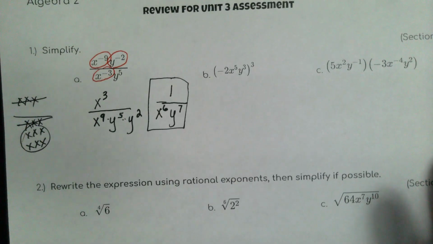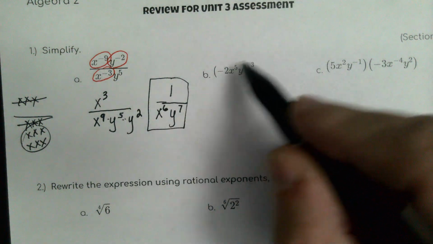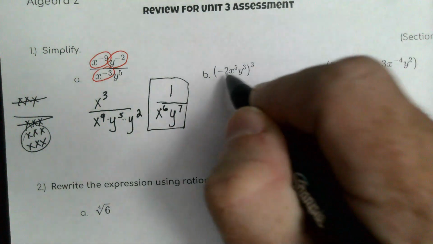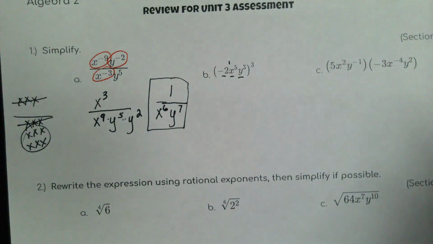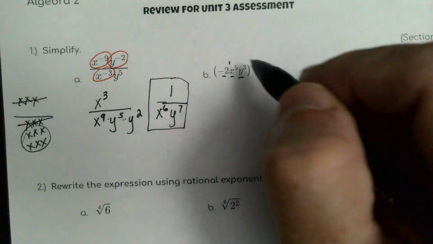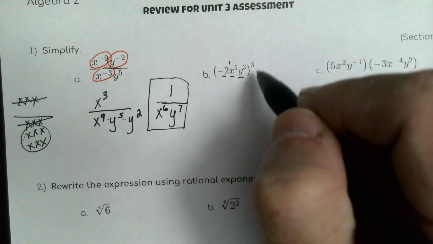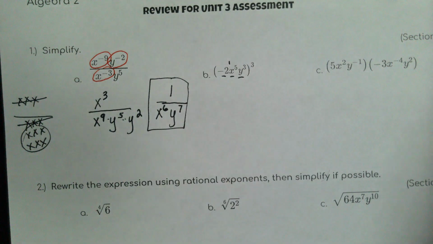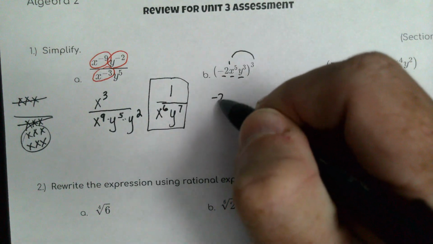All right, B. We do have a power here raised to other powers. So we are going to take care of that parentheses first. Make sure each base has an exponent. I'm going to put that invisible 1 on my negative 2. So now distribute that 3 into each exponent. And the mistake we'll see on the test is kids will take that negative 2 and multiply times 3. That is not what we're doing here. 3 times 1. So we get this.